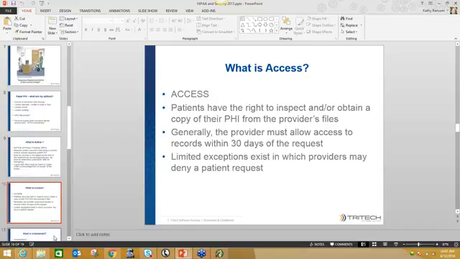Access is another one of those words. Patients have the right to inspect or obtain a copy of their protected health information from the provider's files. Generally, you would provide access within 30 days of that request.